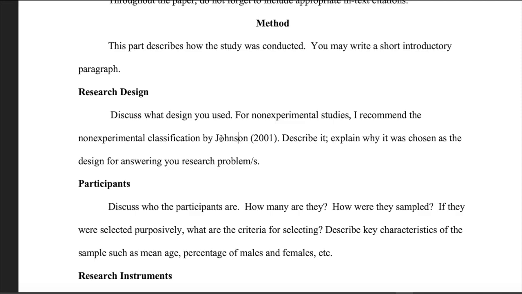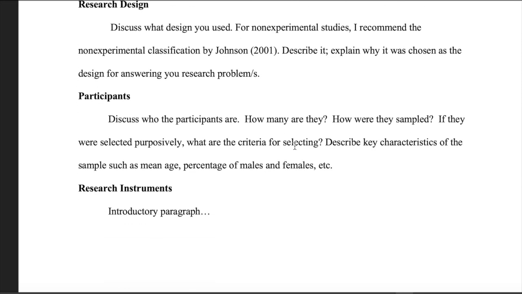So personally, I do not encourage my students to refer to their designs as correlational research or causal comparative research, which are terminologies from older textbooks. I would much rather they use the taxonomy of Johnson. For example, cross-sectional, predictive, non-experimental, quantitative research design. That is one of his nine classifications of non-experimental designs. So I highly suggest this particular source.